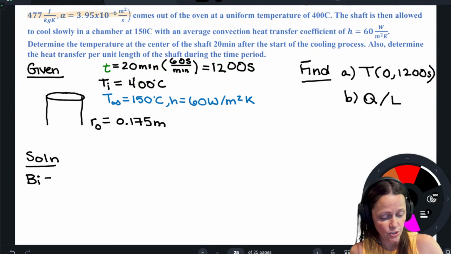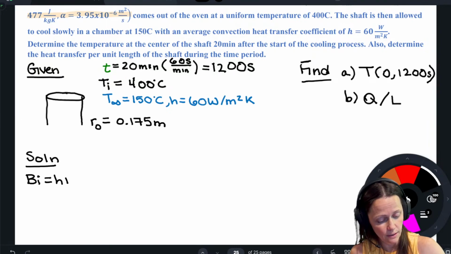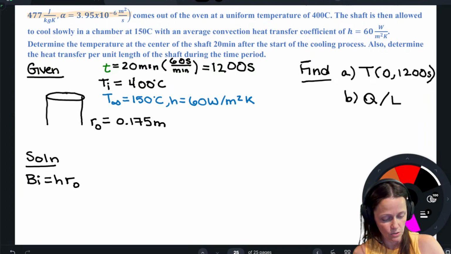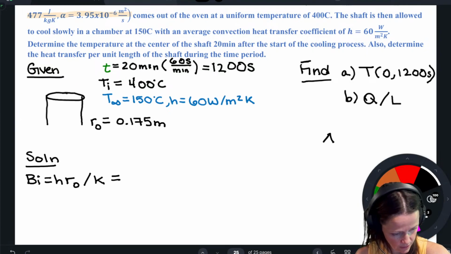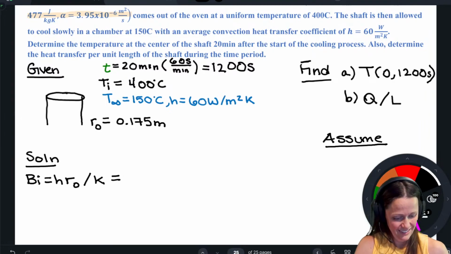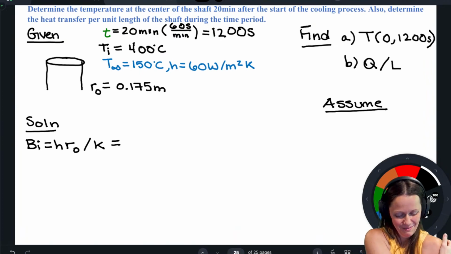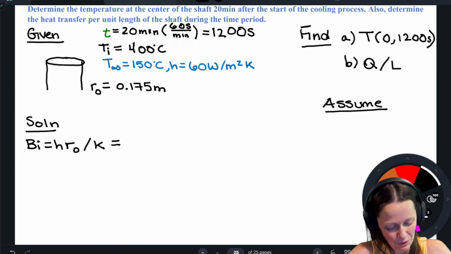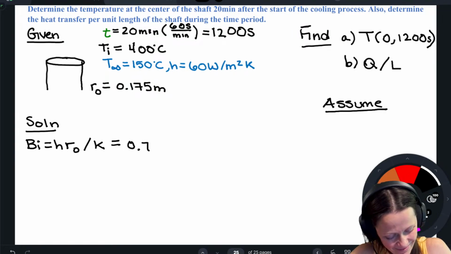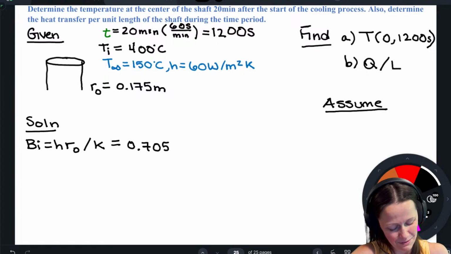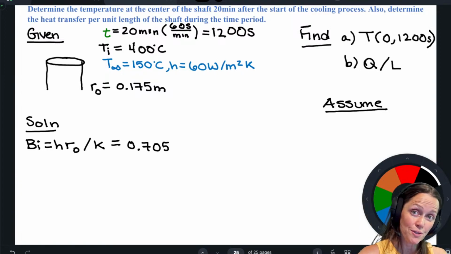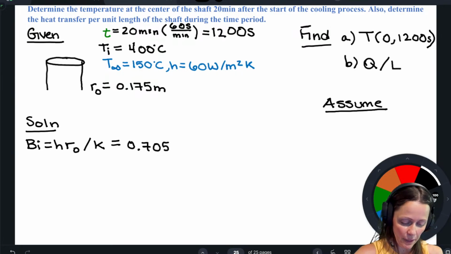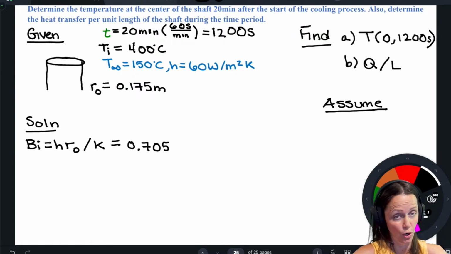So h times the characteristic length, which is r naught, over k. Oh, you're getting lazy. I was getting lazy. I'm sorry. Solution. I know. How much work was it to write out solution? Apparently too much. But I've got 0.705 for my Biot number. Perfect. So I can't use the lumped capacitance method, but I can use my one-term solution, hopefully.